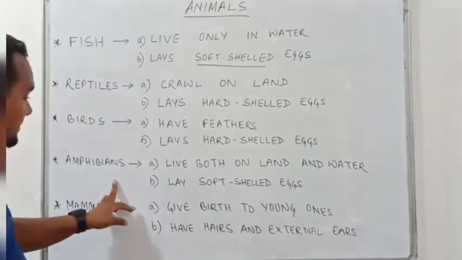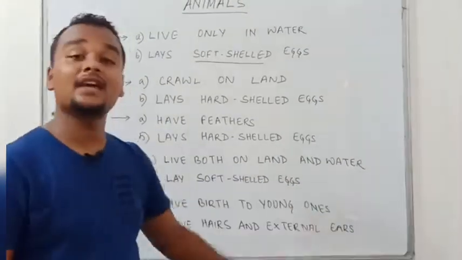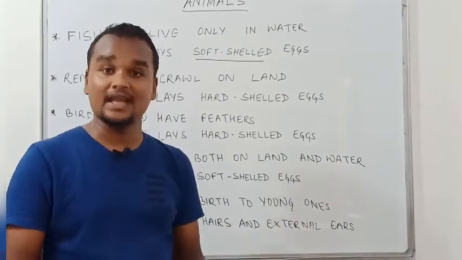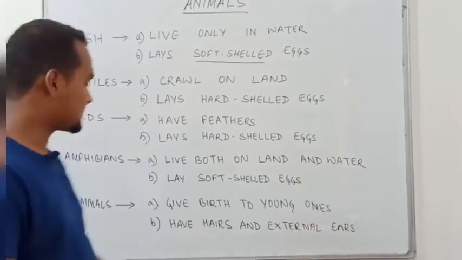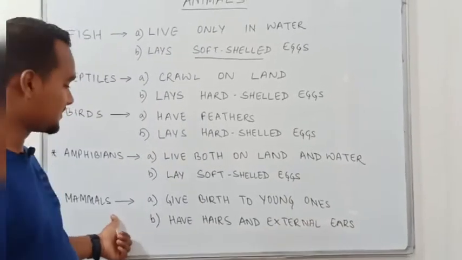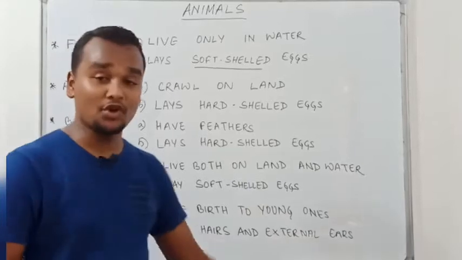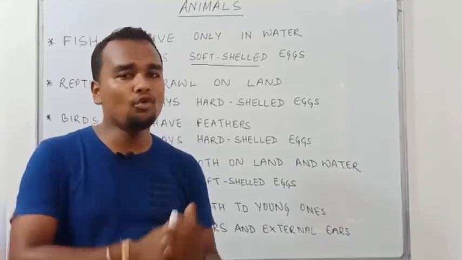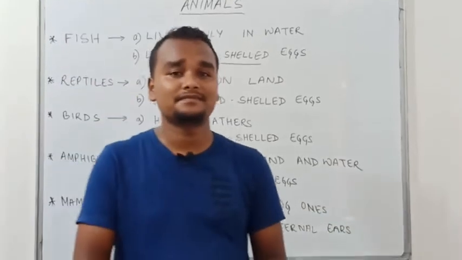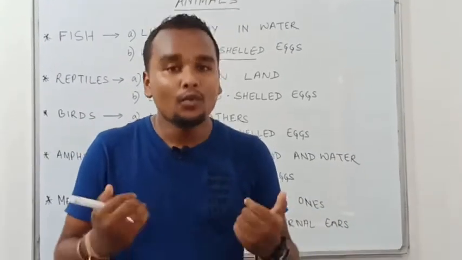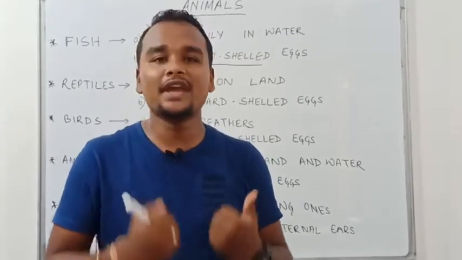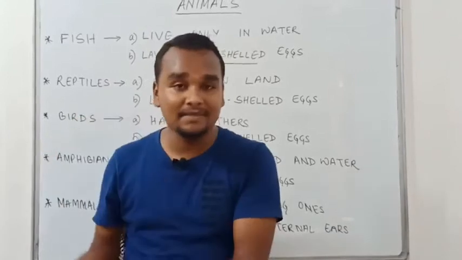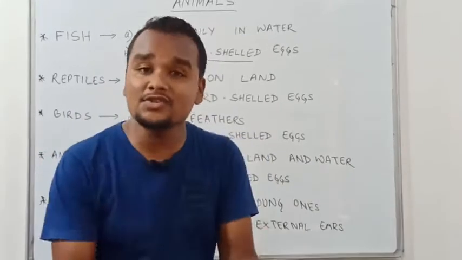Okay? Amphibians lay soft-shelled eggs. Amphibians, like fish, also lay soft-shelled eggs. Then the next comes mammals. The mammals give birth to young ones. Now give me an example of a mammal. Who are these mammals? Have you seen a mammal? Yes, we are mammals. Understood? We are an example of a mammal. Like us, an elephant is a mammal. Like us, a whale is also a mammal only.